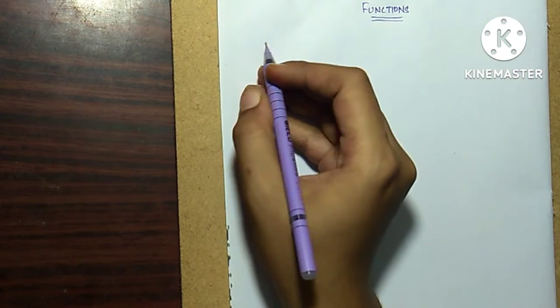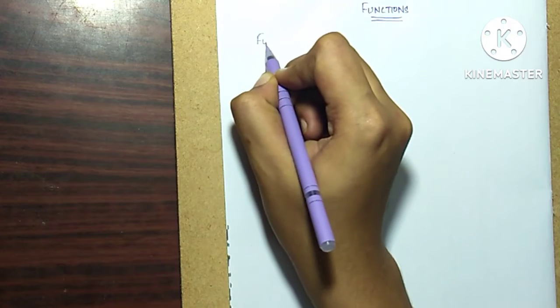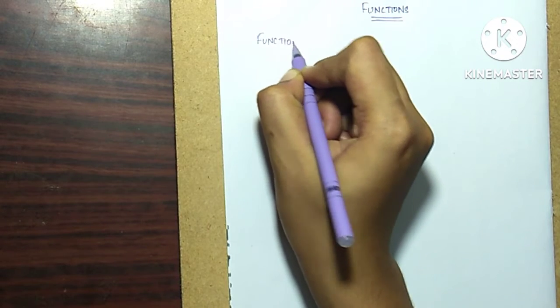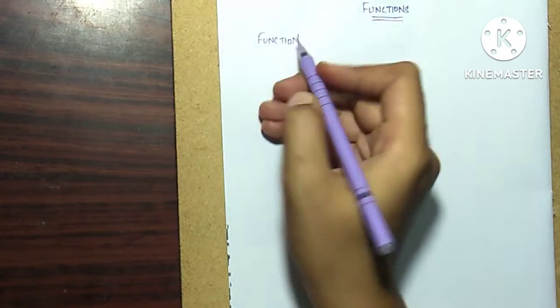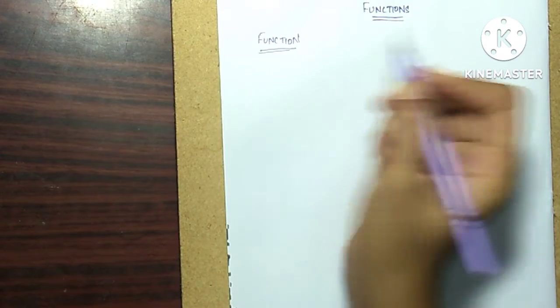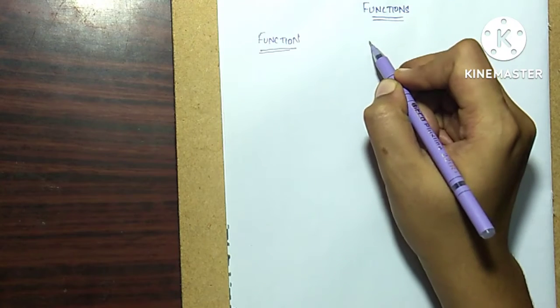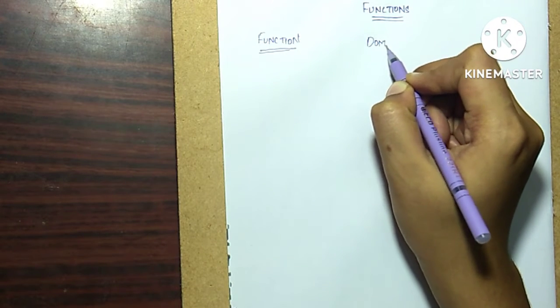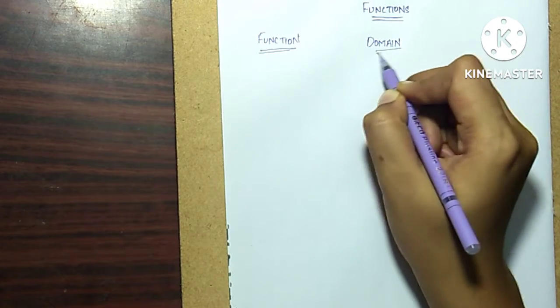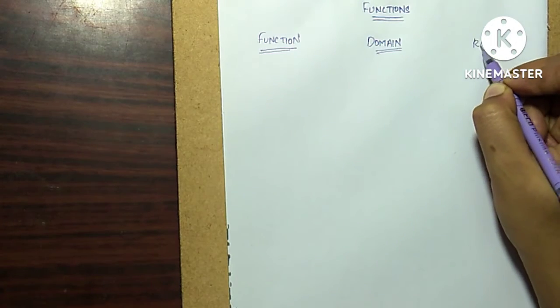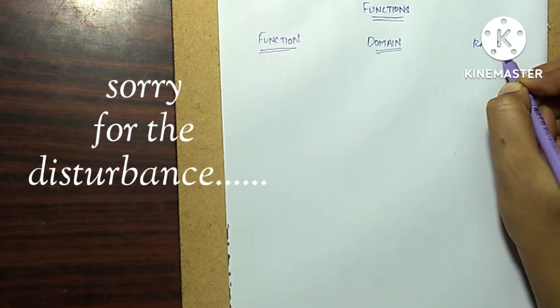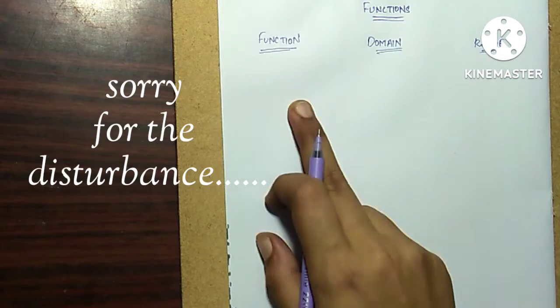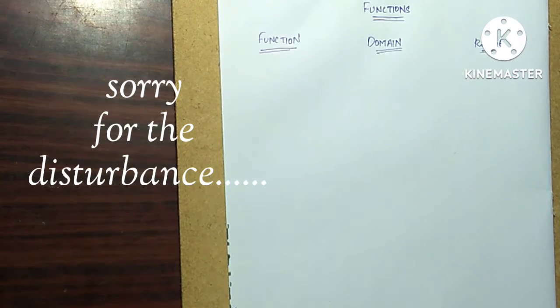Okay, let's start the video. Now we will start our video. First we will write the table. The first heading is function, since this is from the function chapter. The second column heading is domain, and the third heading is range. In this video, we are going to write the domain and range of particular functions.